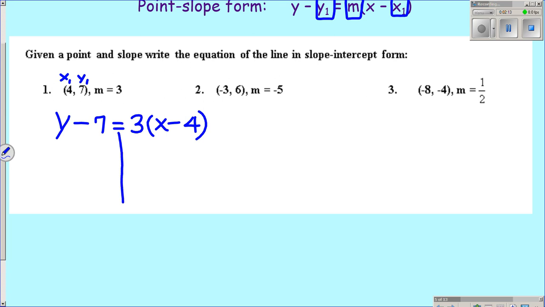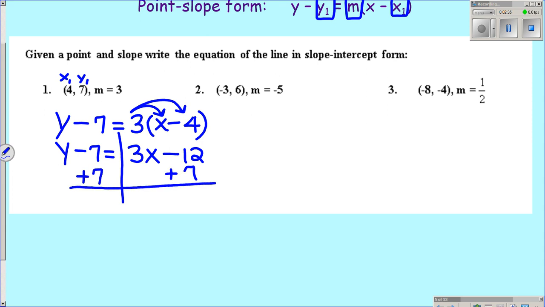So we're going to just keep the y minus 7. On the right side we're going to distribute the 3, so 3 times x simplifies to 3x. 3 times minus 4 simplifies to minus 12. And now to get our y by itself, we just need to add the 7 on both sides. Our opposite 7s equal 0, so the final equation in slope-intercept form is y equals 3x, negative 12 plus 7 simplifies to minus 5. So this line has a slope of 3 and a y-intercept of negative 5.